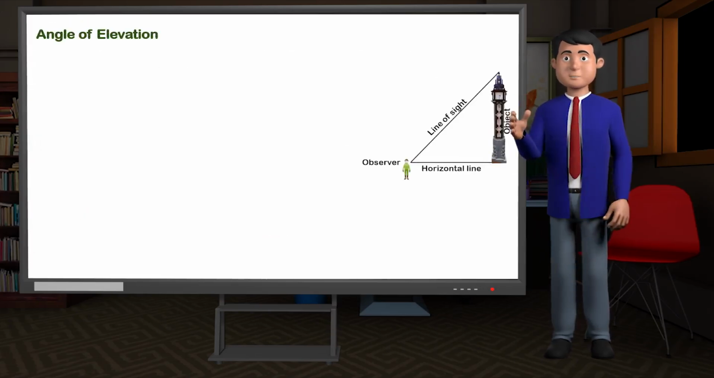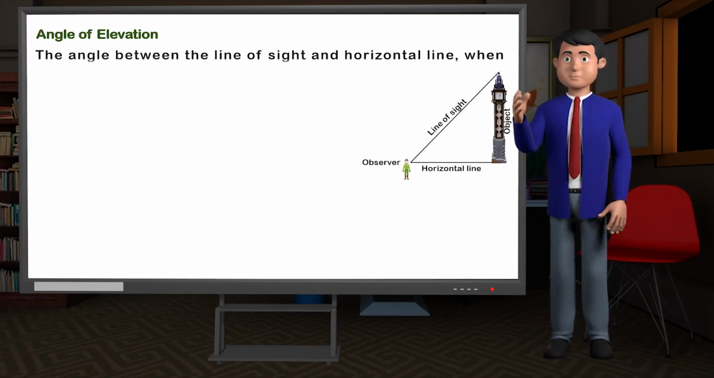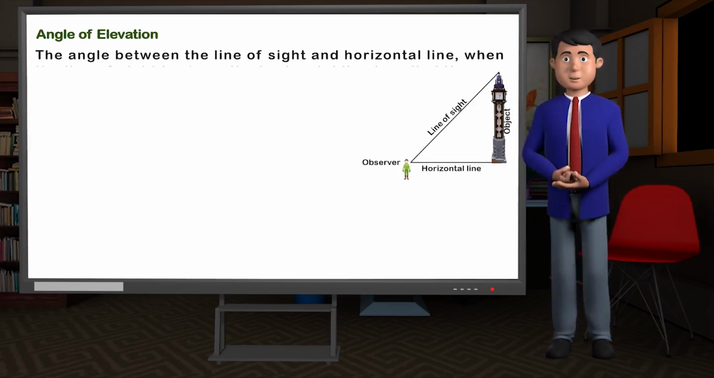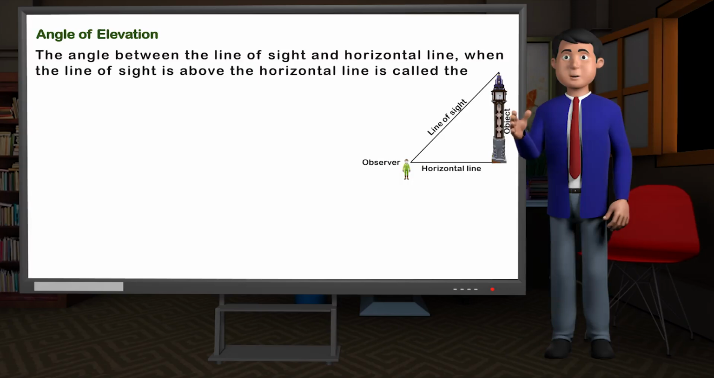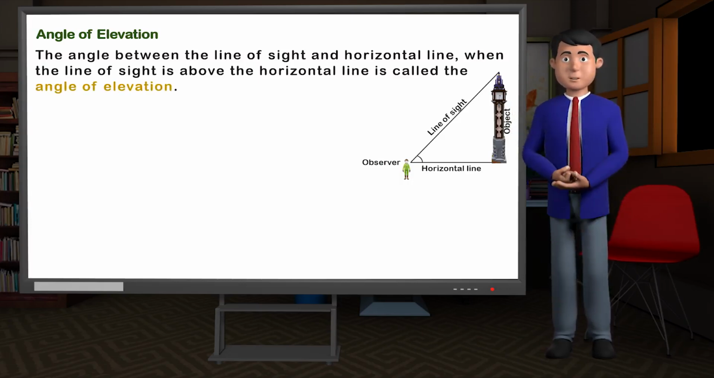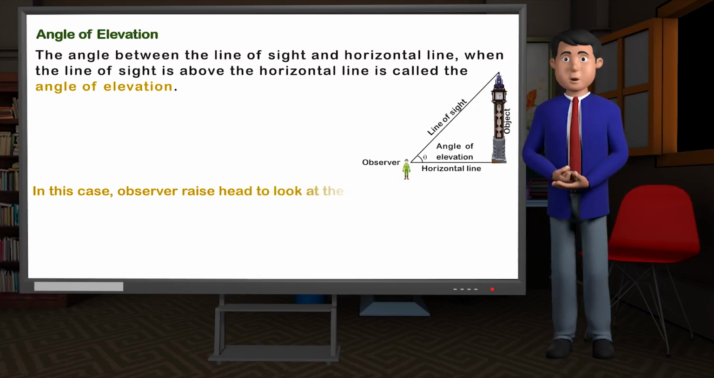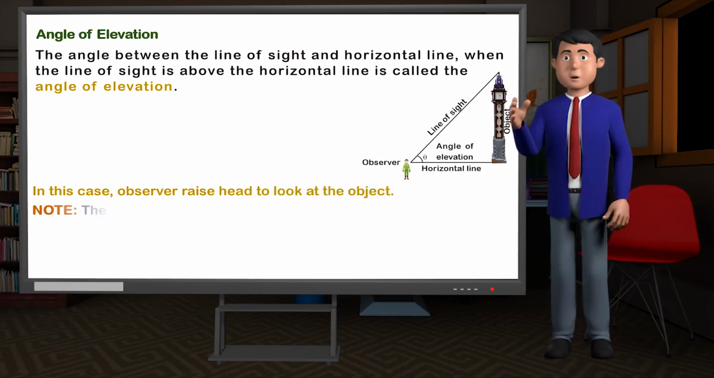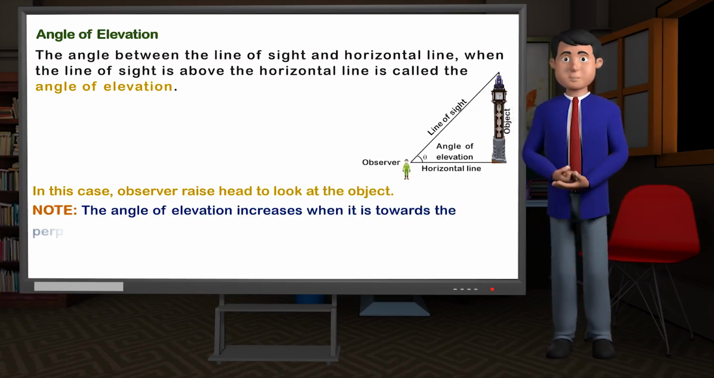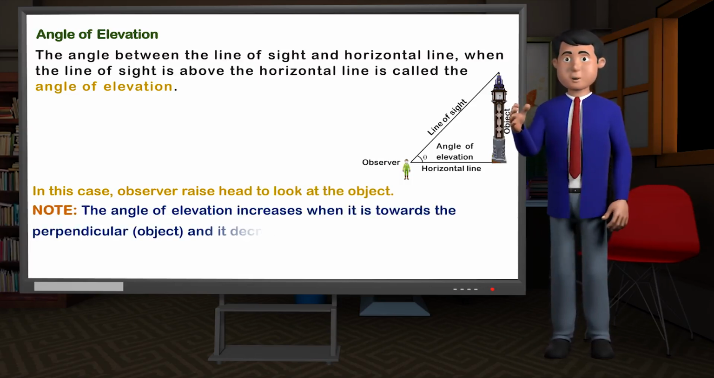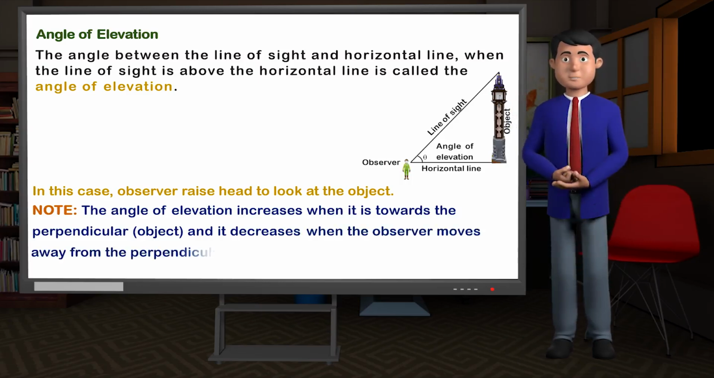Angle of elevation. The angle between the line of sight and horizontal line, when the line of sight is above the horizontal line, is called the angle of elevation. In this case, the observer raises the head to look at the object. Note that the angle of elevation increases when it is towards the perpendicular or object, and it decreases when the observer moves away from the perpendicular.